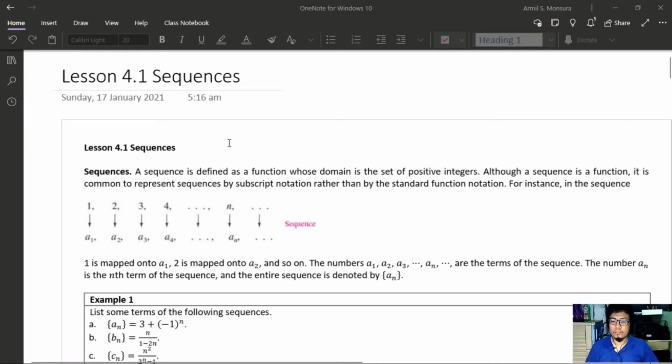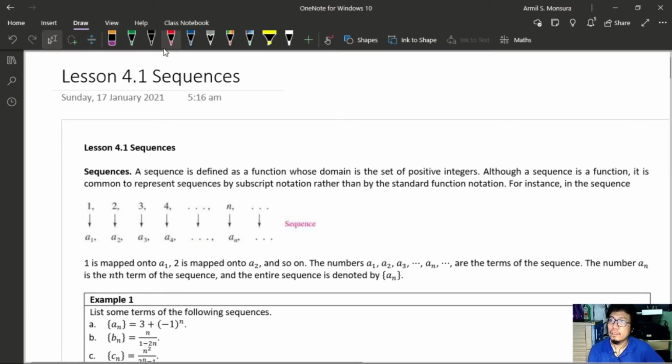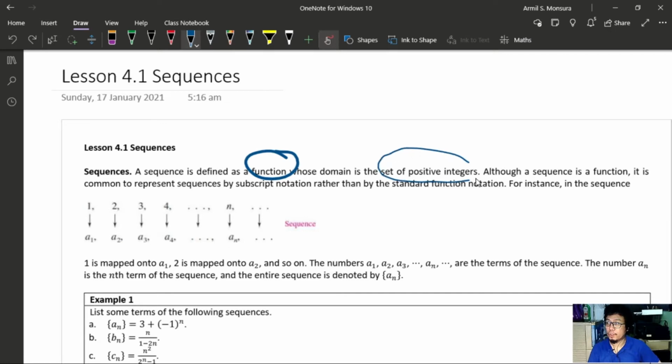Okay, so in this lesson, we will discuss sequences first before we proceed with series. We define a sequence as a function whose domain is a set of positive integers. Meaning that your sequence has a domain of the set of positive integers.